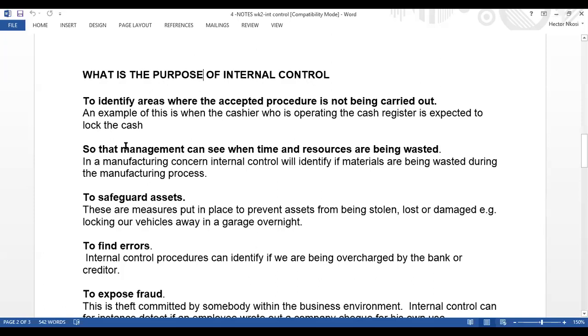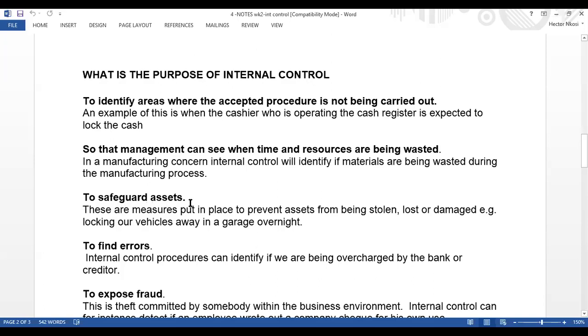Another point that we can look at is so that management can see when time and resources are being wasted. So it's also important to implement internal control so that management can see when the time and resources are being wasted. In a manufacturing concern, internal controls will identify if materials are being wasted during the manufacturing process. So that's where they see the wastage and stuff.